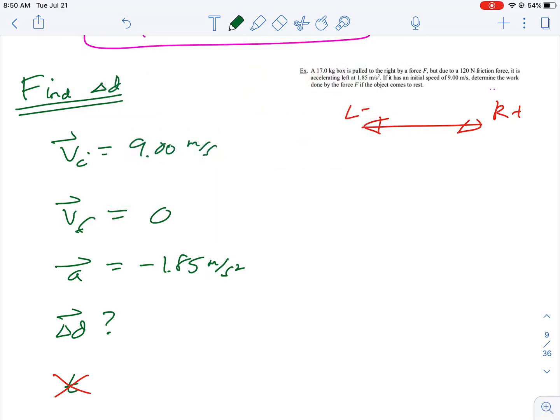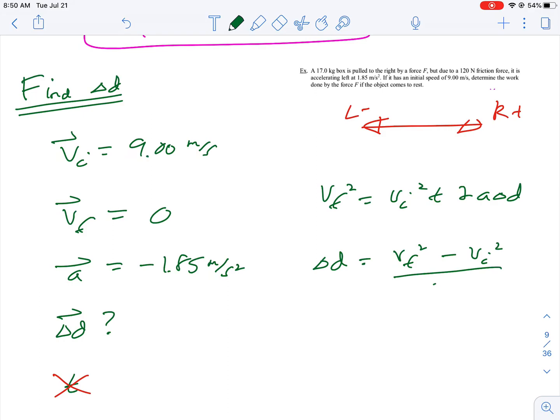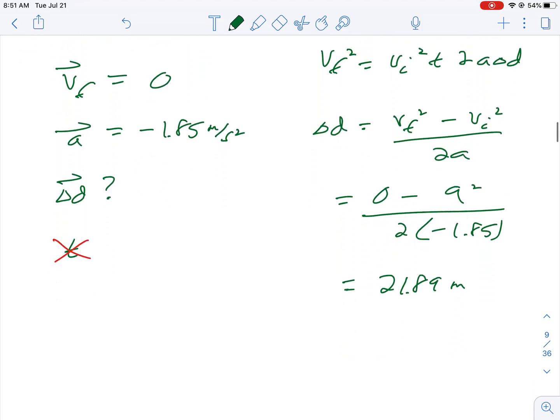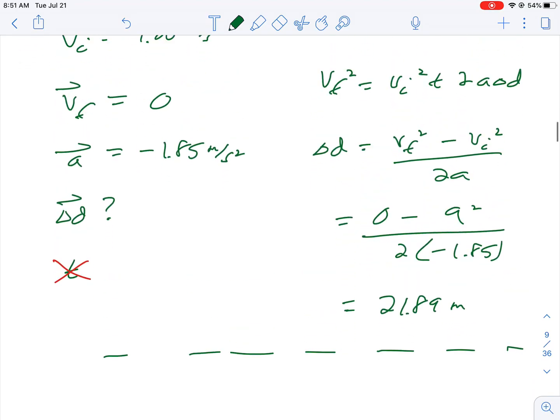So now we do V final squared is V initial squared plus 2A delta D. If we get delta D by itself, you should get V final squared minus V initial squared over 2A, as many steps as you need to show. That's going to give us 0 minus 9 squared over 2 times negative 1.85. And that comes out to be about 21.89 meters. Okay, and then we're ready to finish.